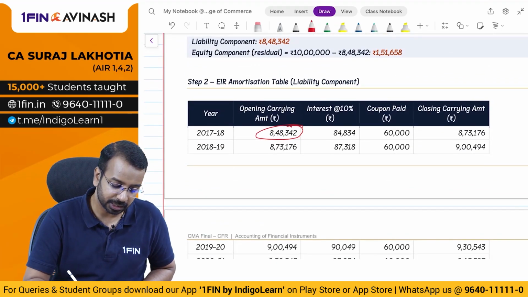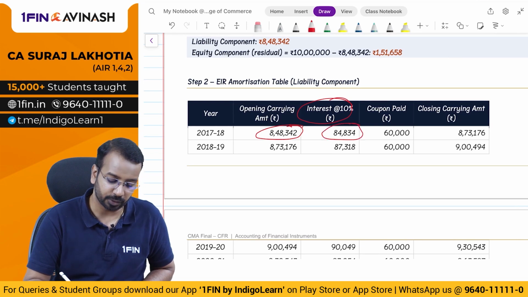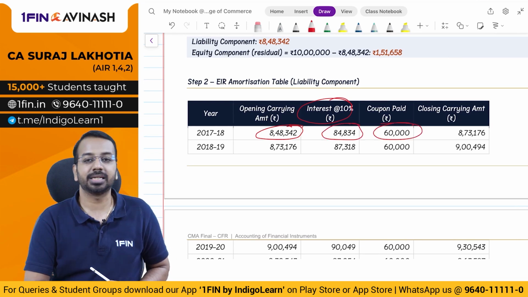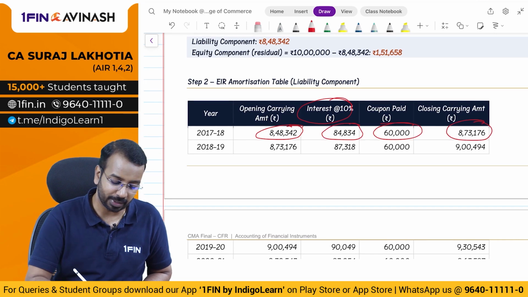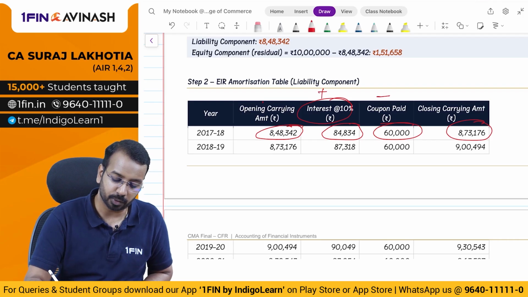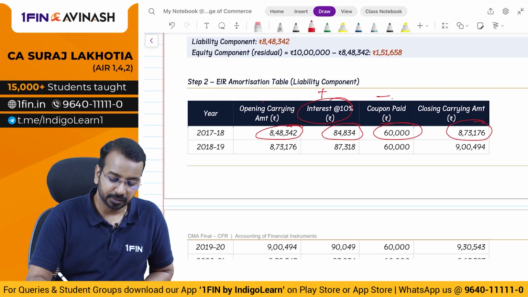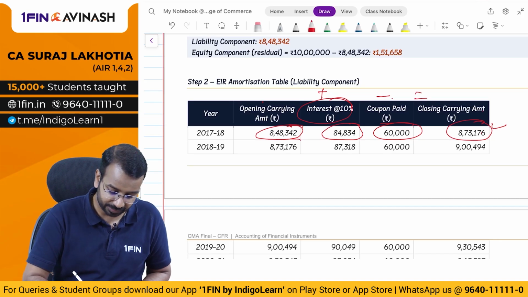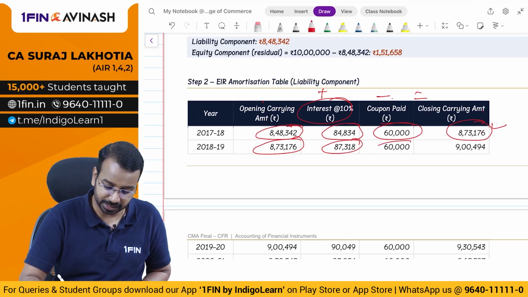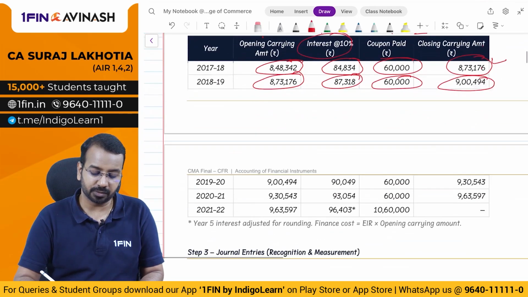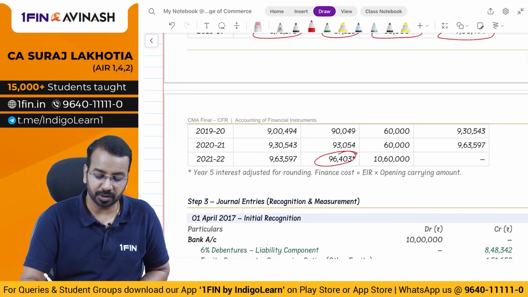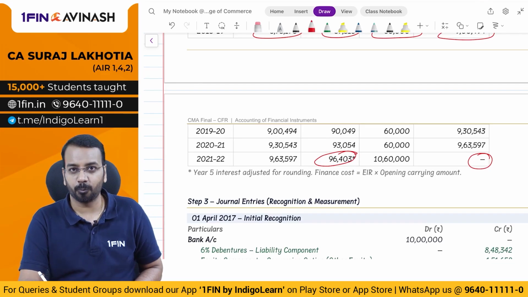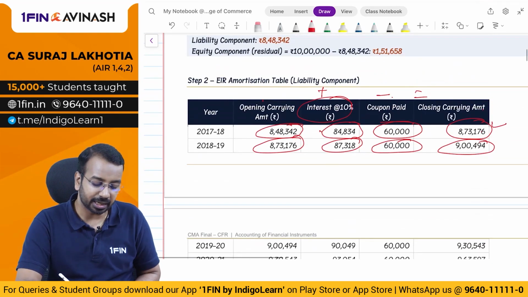Then multiply this with 10%, that is 84,834. Amount paid 60,000, we will pay 60,000. Closing balance is opening balance plus interest minus coupon paid. You get closing balance 873,176. Next period 873,176 into 10% minus 60,000, 9,04,94. Like this, when you do, in the last year you will use a balancing figure, closing balance will be 0. Every year we will recognize interest expense.